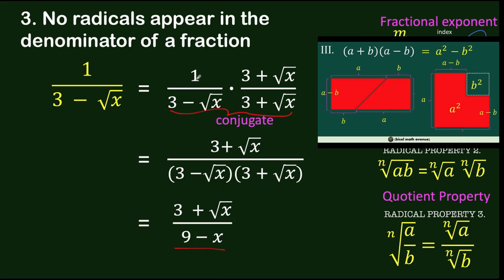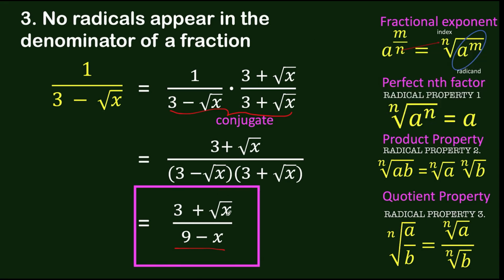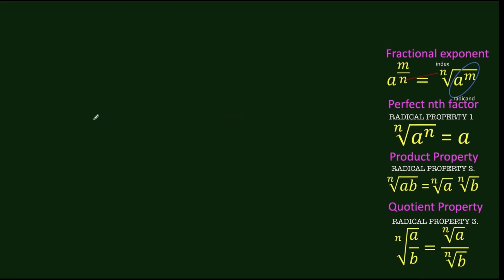And you multiply the numerator. 1 times any number is the number, so we just copy 3 plus square root of x. And this is now our simplified form of 1 over 3 minus square root of x. Now let's have some exercises so you can master this lesson.